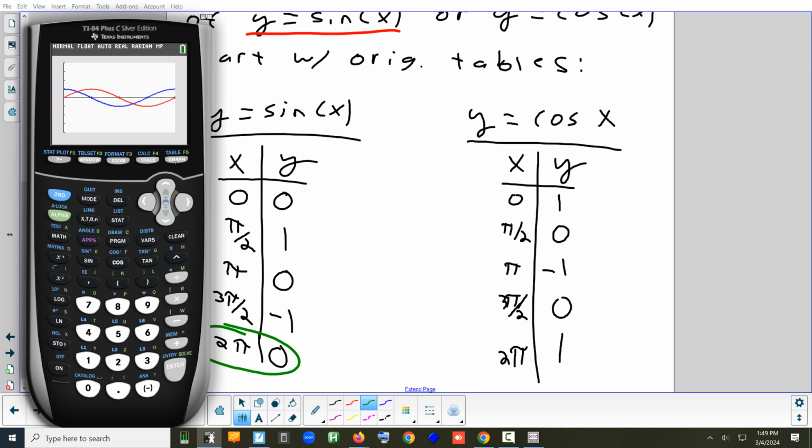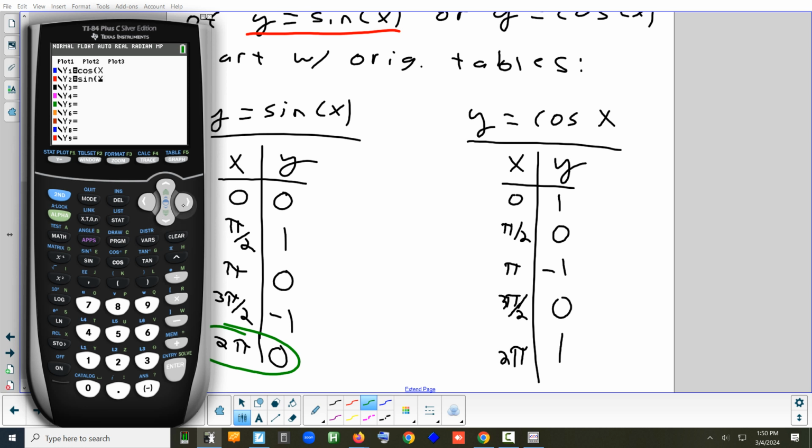Cosine is a horizontal shift. One of them is, depending on how you say it, but basically they're horizontal shifts of each other. Now, how far off are they from each other? 90 degrees off. They're exactly 90 degrees off from each other. So if I take the red one and I bump it 90 degrees to the left, it should line up exactly with the blue one.